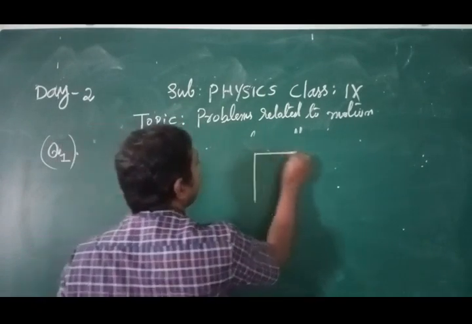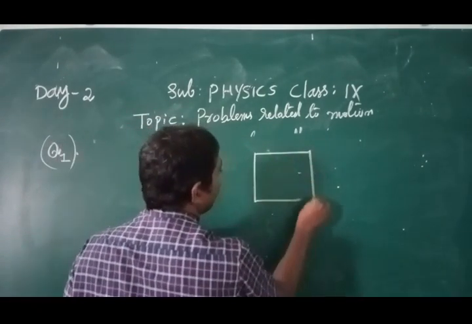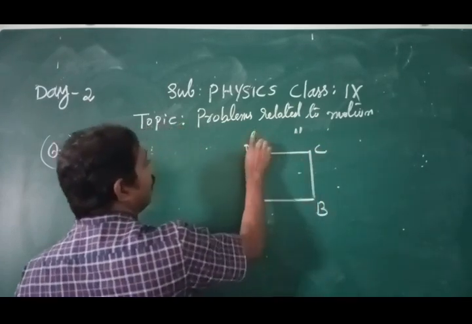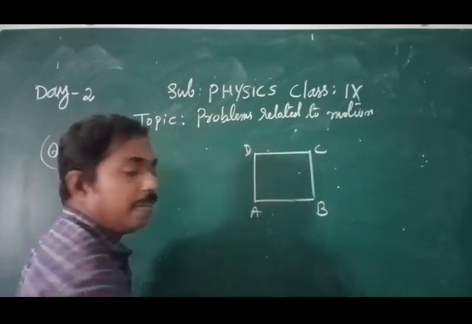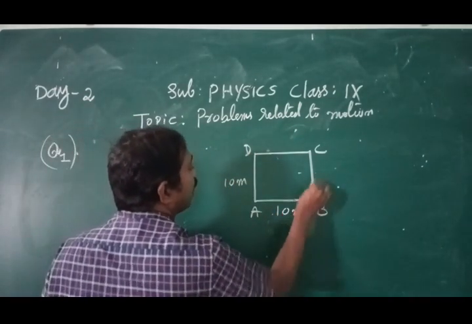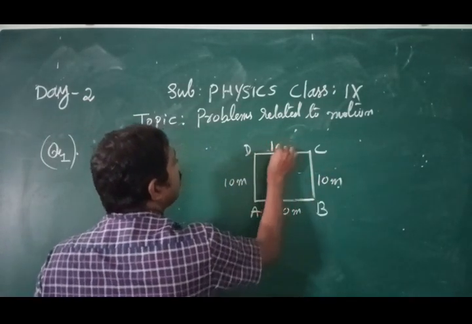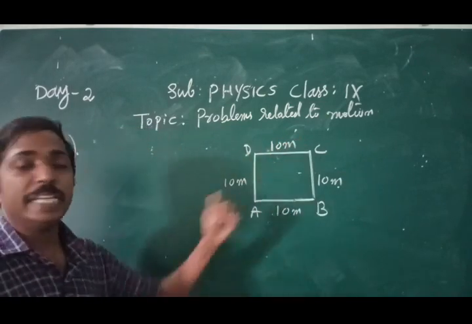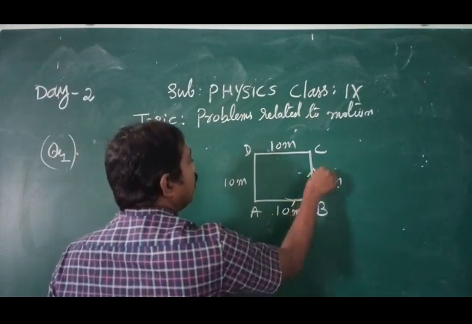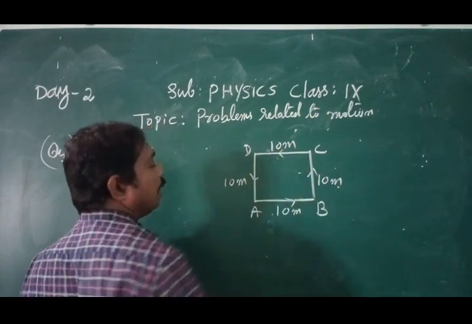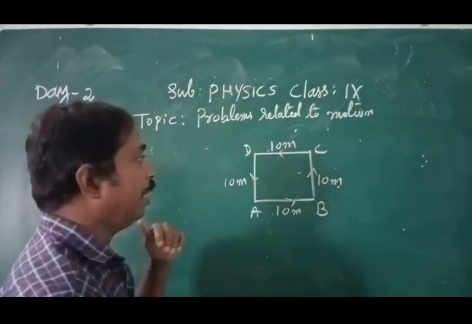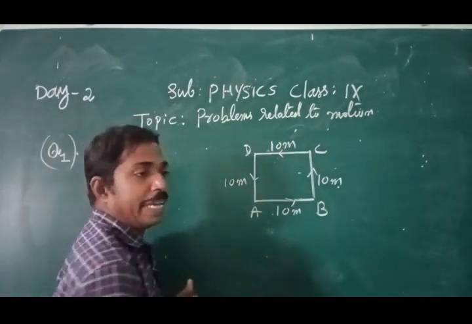Draw the square field. Then A, B, C, D are the corners of the field. One side is 10 meter, and here also 10 meter, 10 meter, 10 meter. All sides are equal. This is the movement direction. After 120 seconds it will reach A.